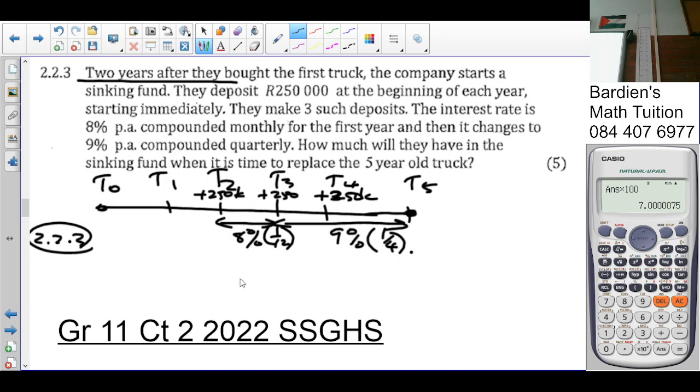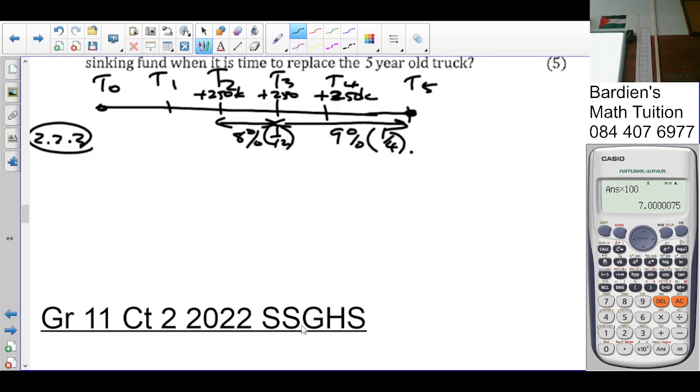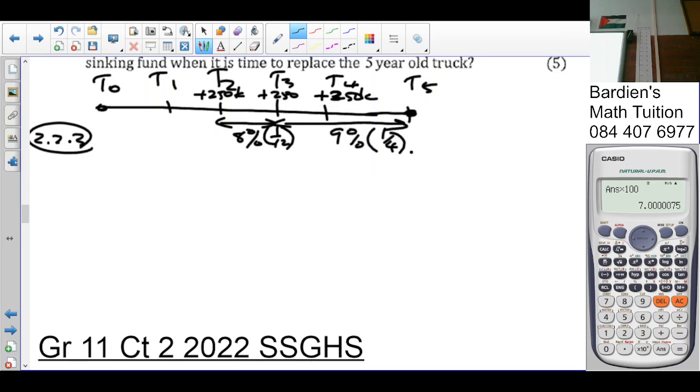Okay, most of you put 250 here, 250 there, and 250 here. Okay, that was your mistake. It says 2 years after they bought the first time. That was the main mistake that was made in this question, for those of you who got some marks in this question here.